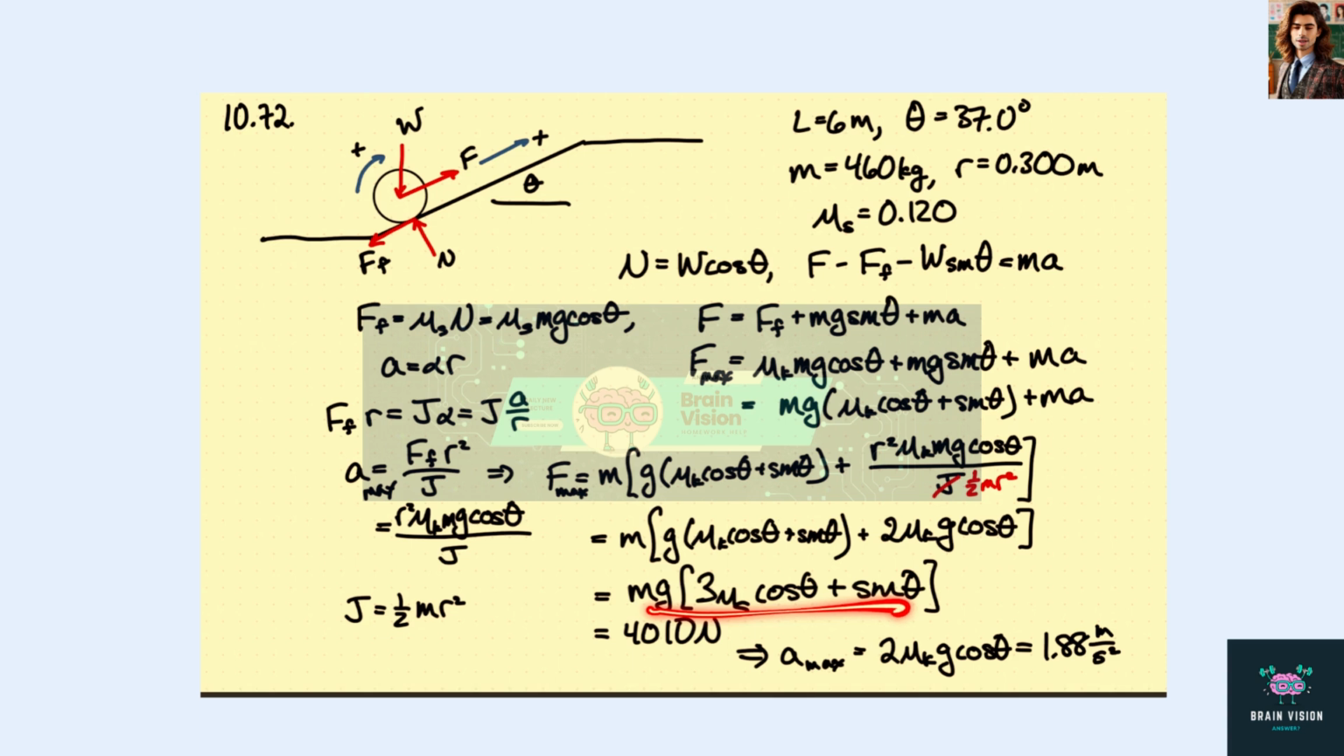Plugging in all these values, we get 4,010 newtons. So we can pull on this thing with a force of 4,010 newtons. If we pull on it with any more, then to keep it rolling without slipping, we'd have to have a greater friction force than our coefficient of friction can produce. So if we pull on it any more, it would still roll, but it would also be slipping.